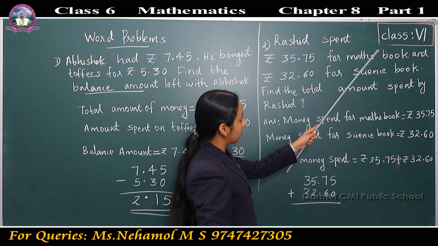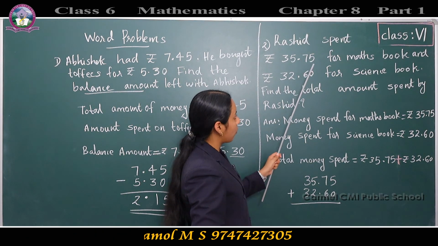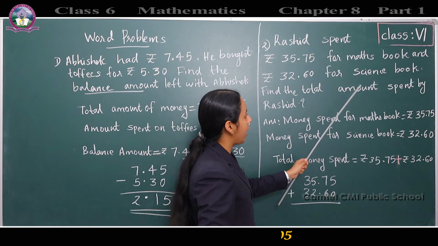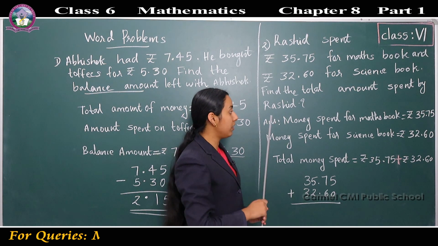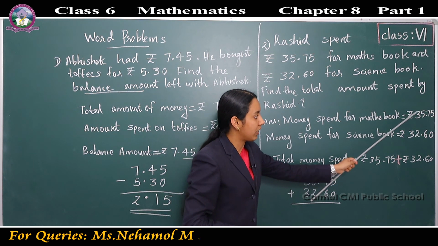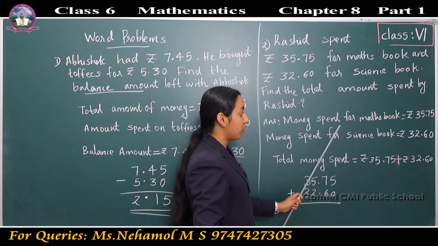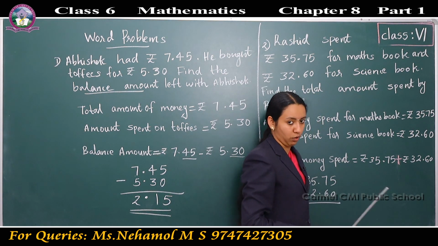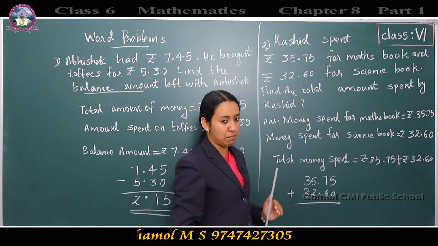Next question. Rashid spent rupees 35.75 for maths book and rupees 32.60 for science book. Find the total amount spent by Rashid. What is given? Amount spent for maths book rupees 35.75. Then money spent for science book rupees 32.60. We have to find total amount. That means we have to find sum.